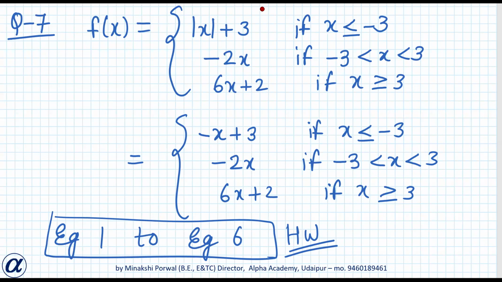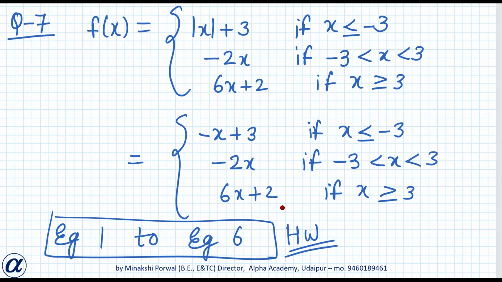So first step is, when x is less than minus 3, we know that the modulus function for x less than 0 is minus x. So when we write the definition of the modulus function, we get minus x plus 3, because x is less than minus 3. And the rest we have written as it is.